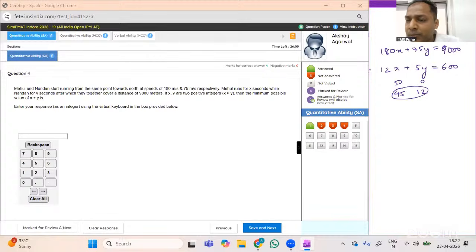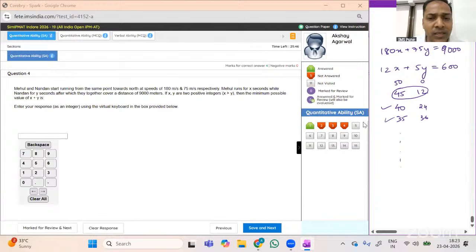As I can see, the sum keeps on increasing. X could be 40, y could be 24, x could be 35, y could be 36, and so on. Just let me verify: 35 into 12, 420 plus 180 is 600. So these are all valid solutions. I can see as I'm going ahead, the total is increasing.